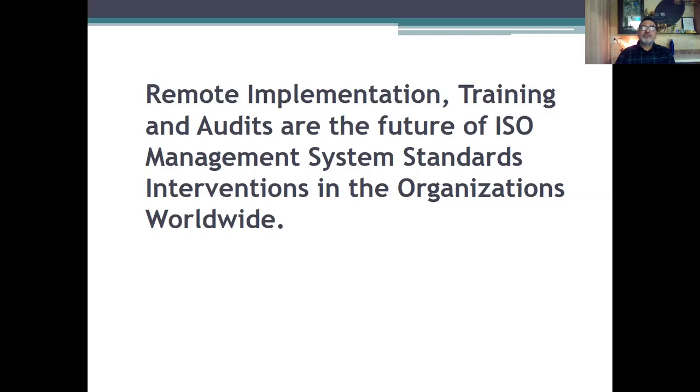Also, remote interventions are an alternative for more efficient and productive methods of ISO training, consulting, and certification, not only from the point of view of your organization, but for the employees as well.